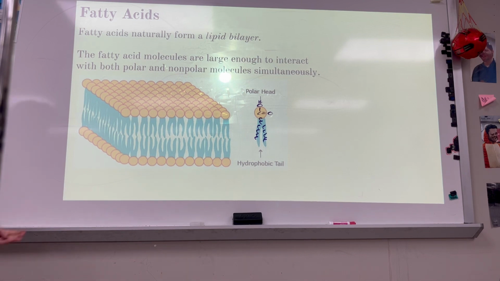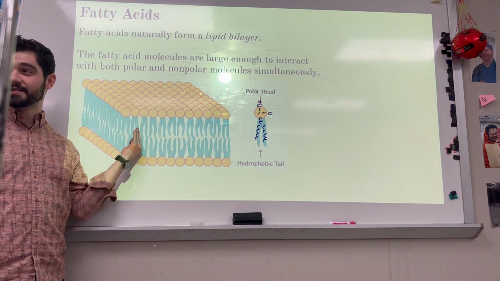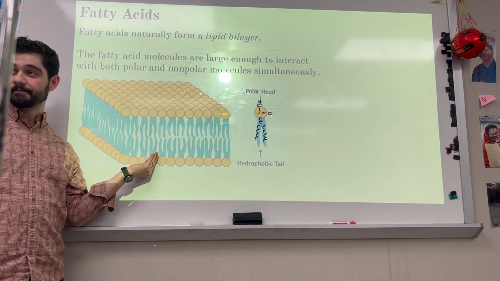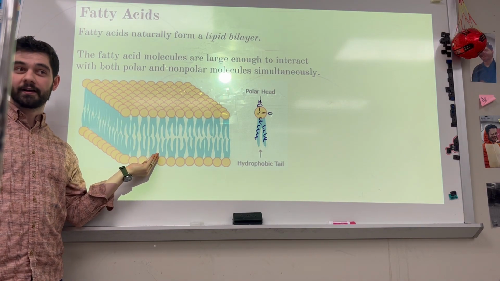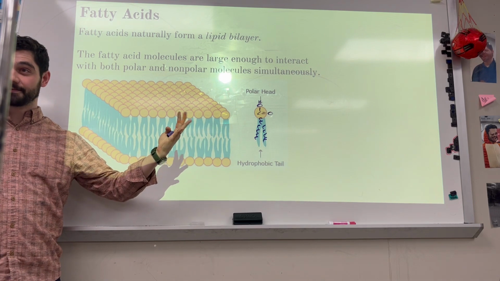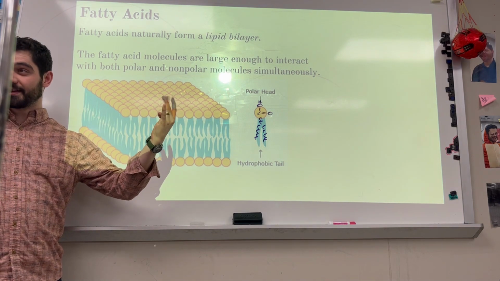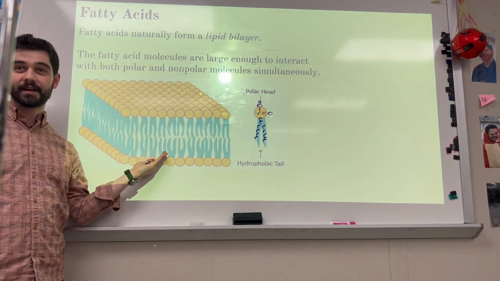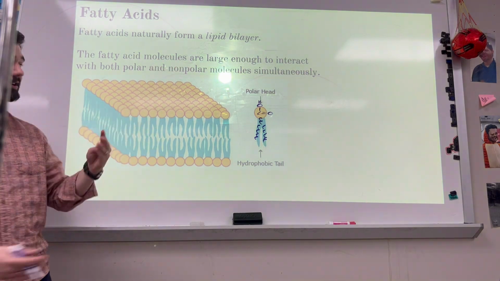Where did you learn about this? Where does this exist? The wall of a cell. What kind of cell? Animal cell. This is the cell membrane of an animal cell, which is what you guys are. Oh my gosh, you're made of this.